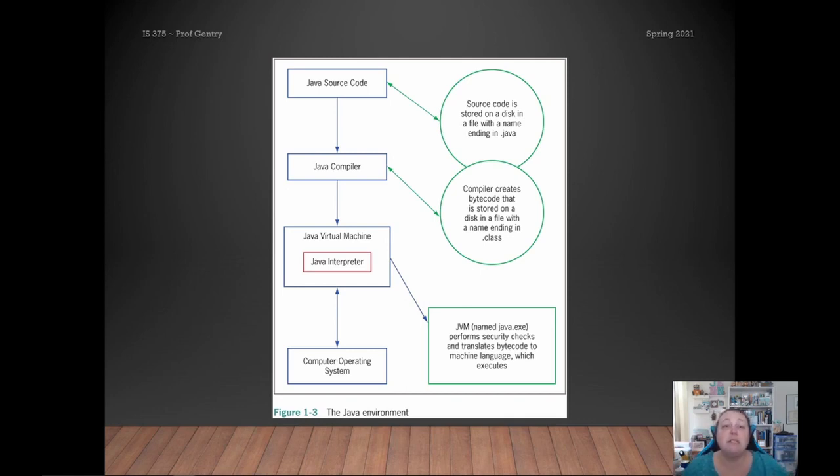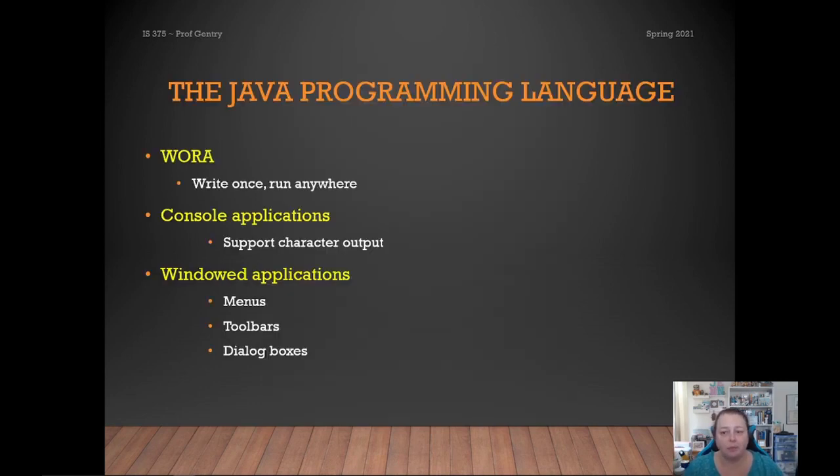Now, source code typically has the file extension of .java, and the bytecode typically has a file extension of .class. So that's how you can determine the difference between the two. Some notable advantages of the Java language are the concept of write once, run anywhere, and the ability to run either console or windowed applications.